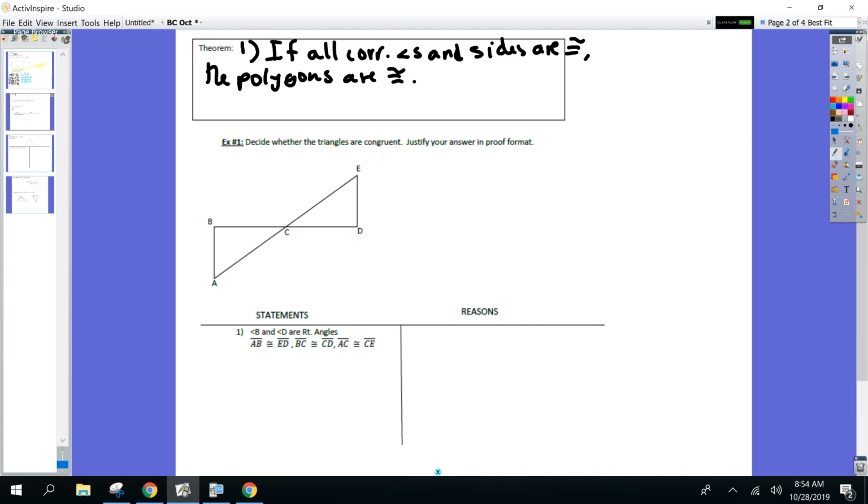You have to have everything. If you're missing a pair of angles, no good. You have to have everything congruent, sides and angles.